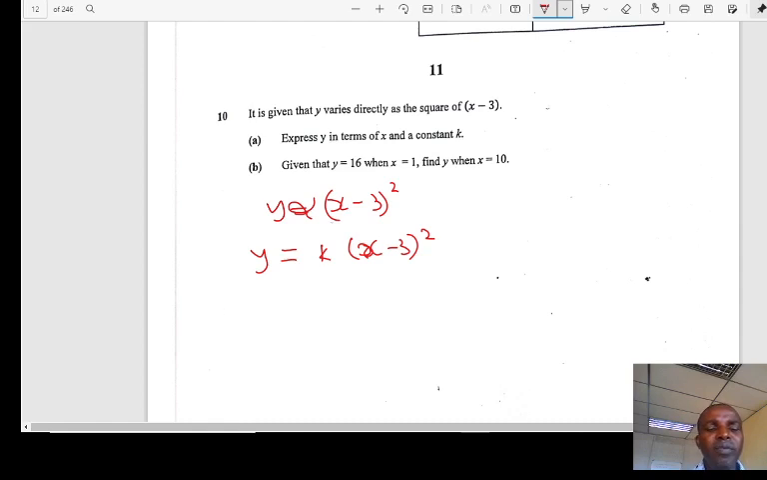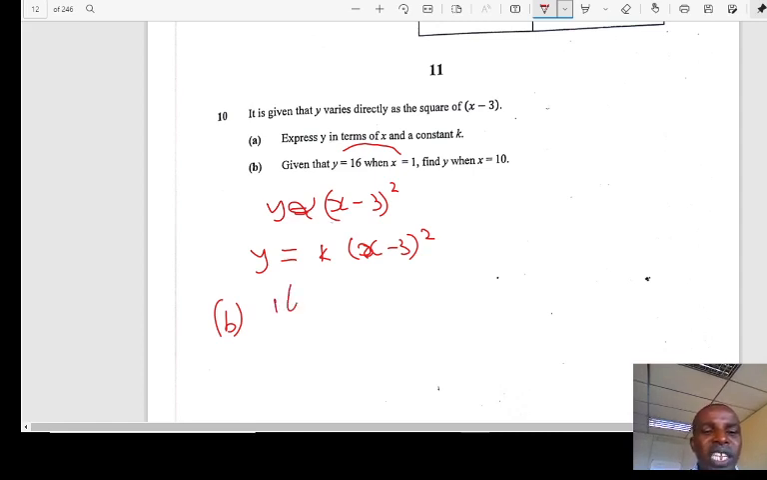Then part B is saying, given that y is equal to 16 when x is equal to 1, find y when x is equal to 10. We have these two values, y 16, x 1. These values in variation, they'll always be there. They'll just be given at random. So those values help you to find the value of the constant, in this case k. So you put y 16, x 1, you find k.